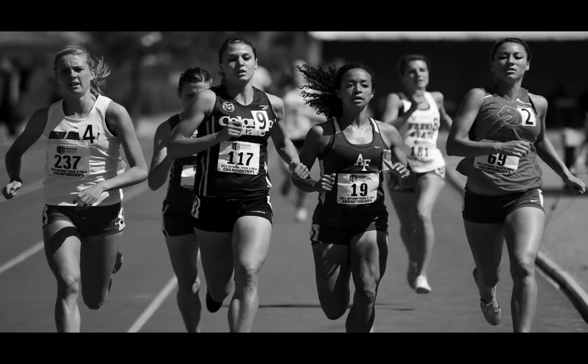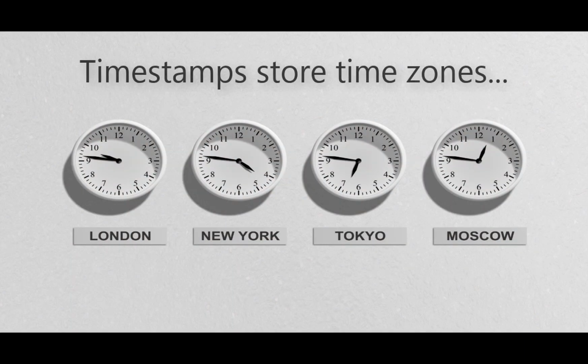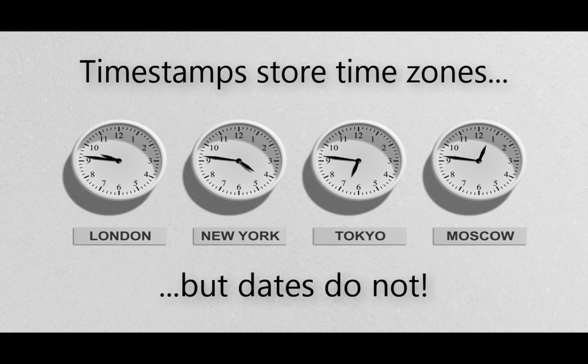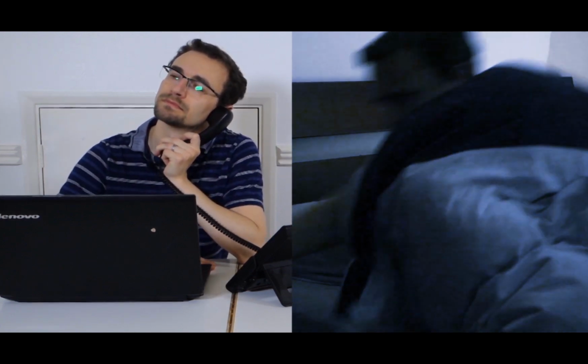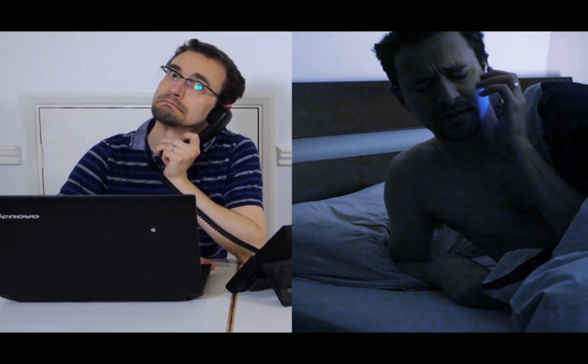If you need to be really precise, check out timestamps. These go right down to nanoseconds. And timestamps allow you to do something that dates cannot: store time zone information. This is great if your colleagues work in different parts of the world. It's 1 in the morning.